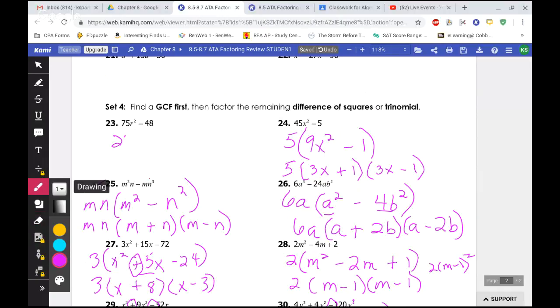The other thing you're looking for, since you have two terms, is perfect squares. And 25 is also a perfect square.